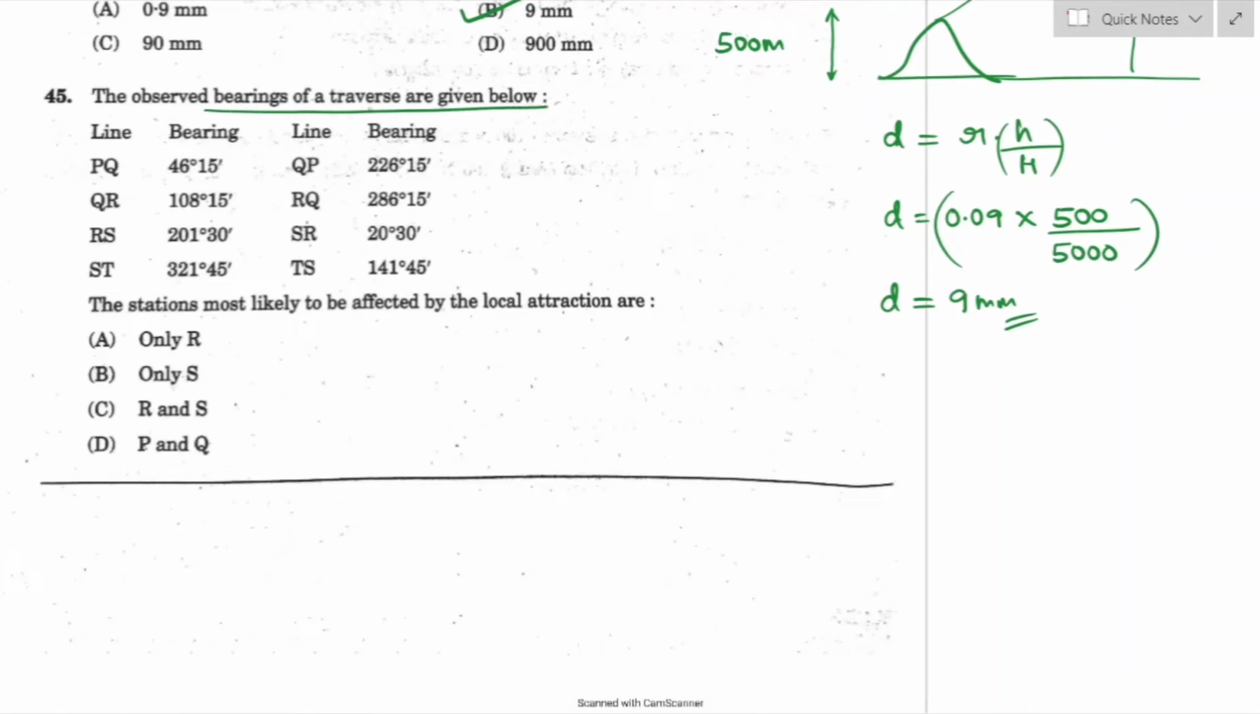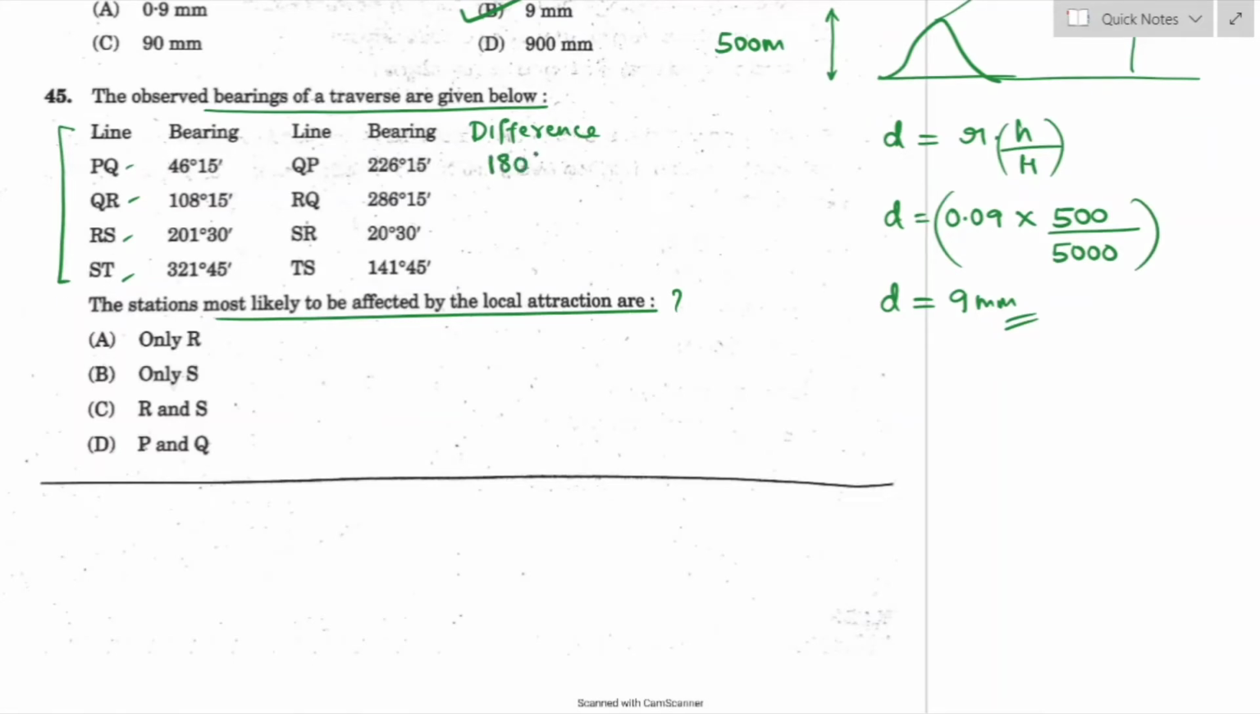Question number 45. The observed bearings of a traverse are given below. Here you can observe the forebearing and back bearing of a line is given for PQ, QR, RS and ST. The station most likely to be affected by local attraction is. So we have to find for which particular station it is affected. Local attraction is a term used to denote any influence which prevents a needle from pointing to magnetic north. So we have to find the difference between forebearing and back bearing for lines PQ, QR, RS and ST.